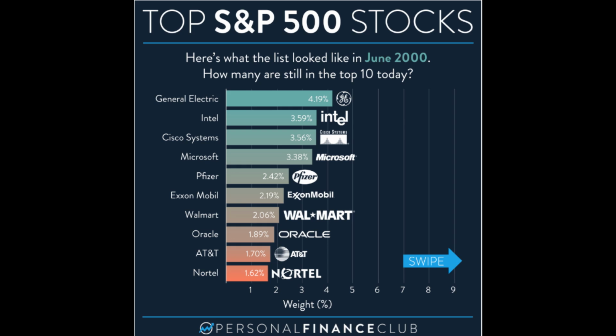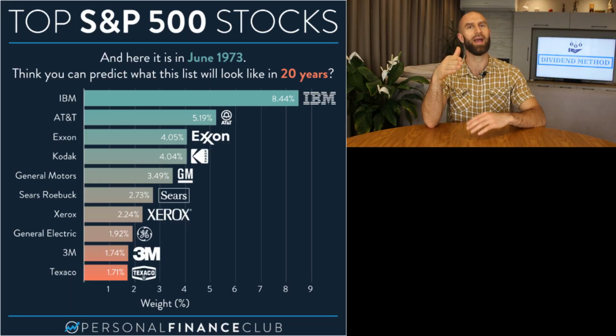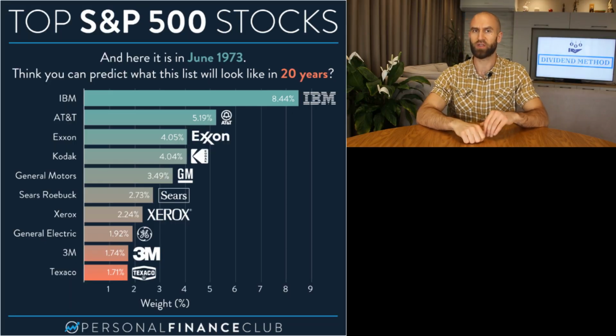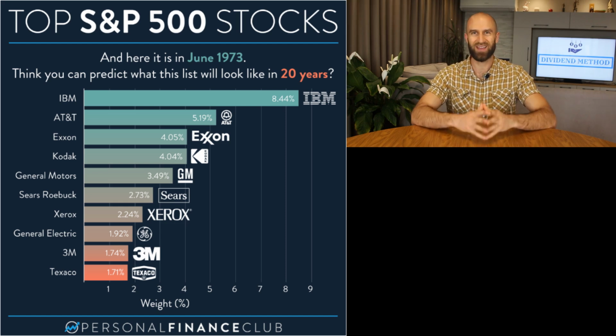I found this wonderful graphic at the website personalfinanceclub.com that shows what the companies were in 2000. As you can see, the only one that remains today is Microsoft. And looking back at the index in 1973, it is totally unrecognizable. Not a single one of them is in the top 10 right now. As you can see, this is the benefit of investing in index funds for the investor who doesn't want to try to constantly predict which stocks will outperform in the next decade.